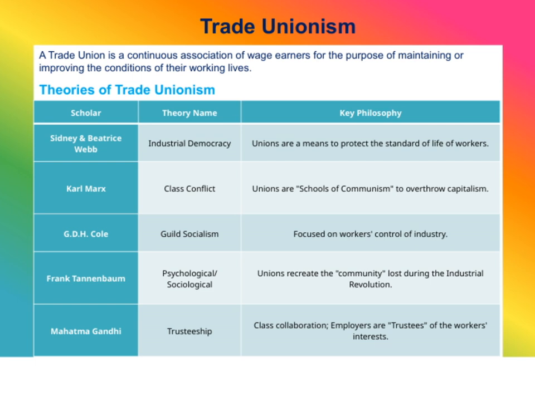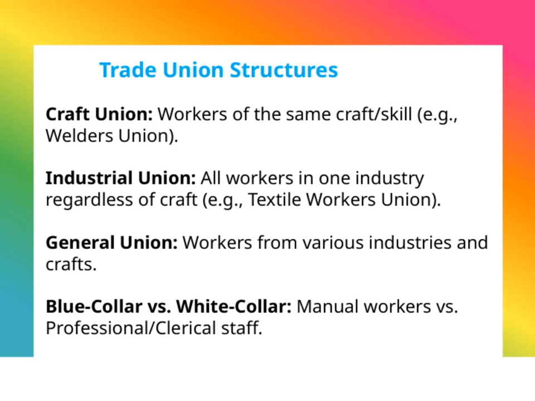By exploring these different theories, we see how trade unions are viewed not just as bargaining agents, but as powerful social institutions that can shape economic and social changes in various ways, aligning with the broader theme of social justice and workers' rights. Now, let's look at some of the main types of trade union structures.